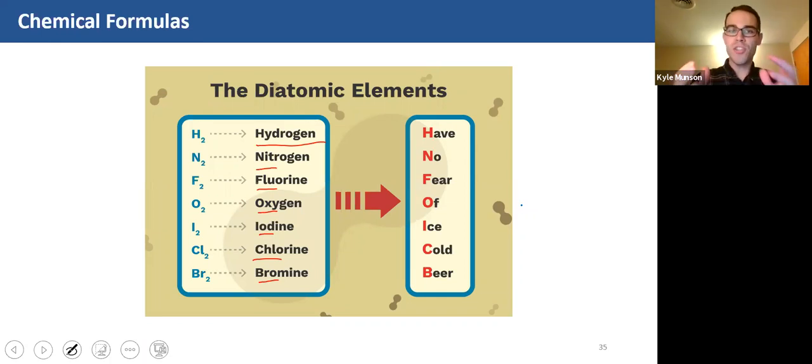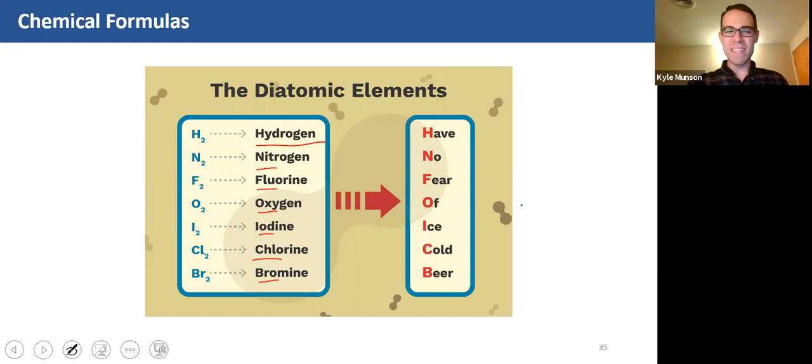So you can have this chart with you so that you know which elements exist in this way. Their chemical formulas, I should say, are these diatomic, 2 atoms bonded together. Excuse me, I'm a little tired tonight.